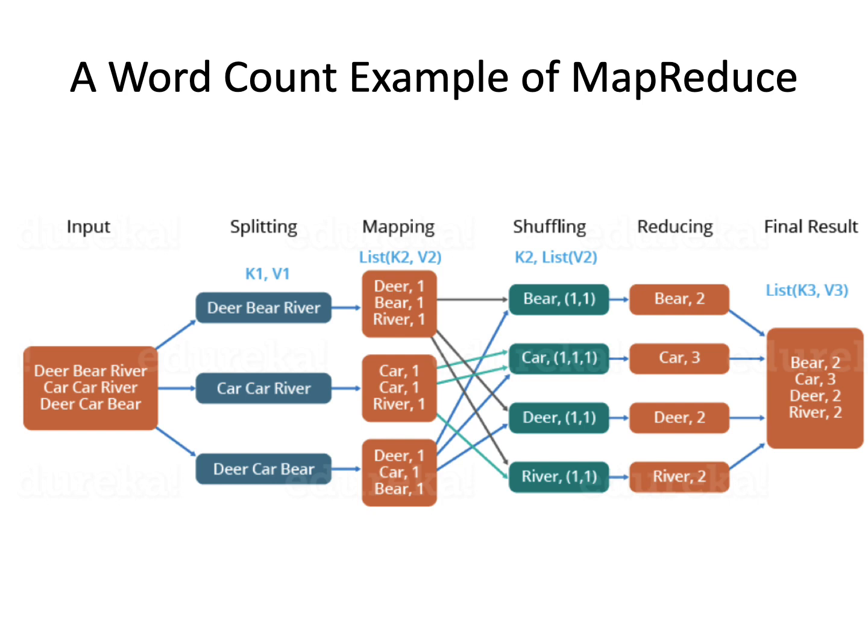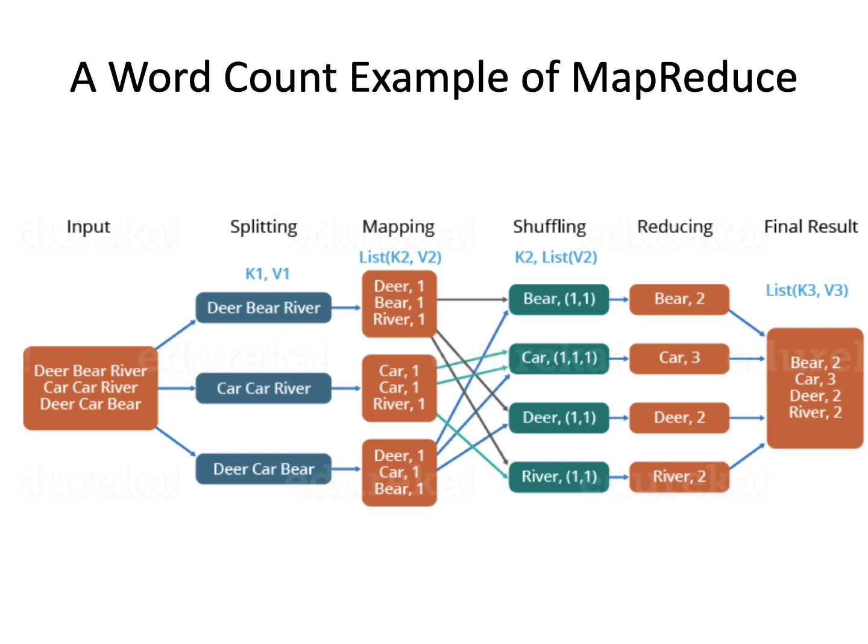And in the reducer, after the sorting and shuffling, each reducer will have the unique key and the list of values corresponding to that key. For example, the beer will have 1 1, and car will have 1 1 1, and so on. And after the shuffling, each reducer counts the values which are present in that list.